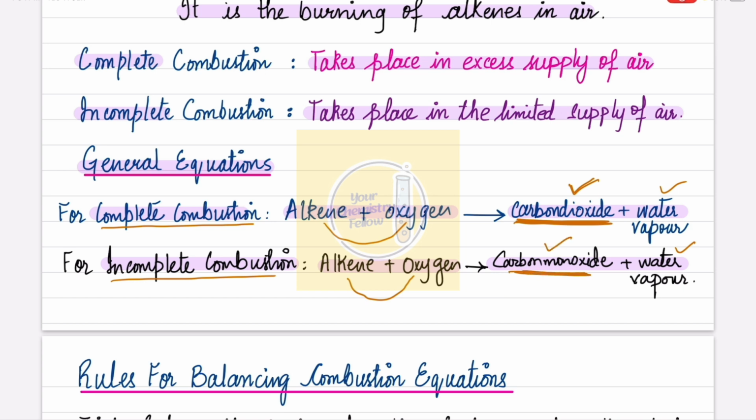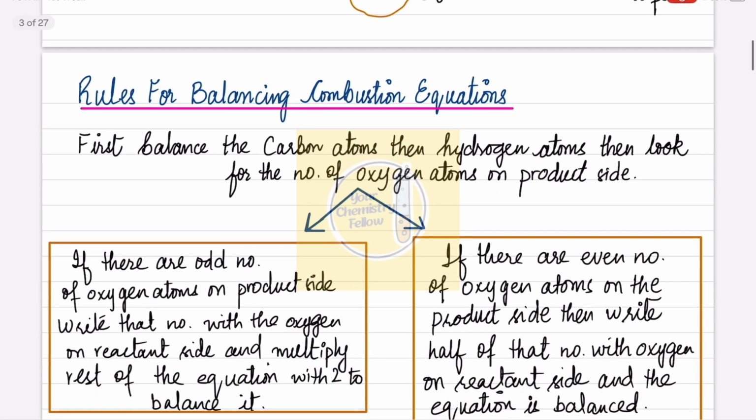Now, there are some rules for balancing the combustion equations. For this, you have to balance the number of carbon atoms on both sides of the equation first. Then hydrogen atoms will be balanced, and finally look for the number of oxygen atoms on the product side.